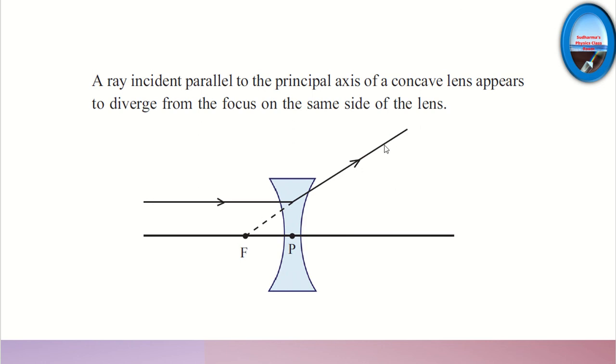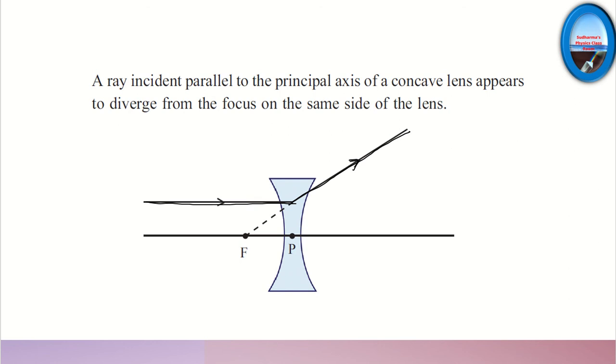So this is how you are expected to draw the diagram. You have to draw a ray which is parallel to the principal axis. After refraction, it diverges. Okay, it appears to go away from the principal focus of a concave lens. So this is different for convex and concave. It's the same for the optical center. For both concave and convex lens, the ray which is passing through the optical center will pass without any deviation, no matter whether it is a convex lens or concave lens.